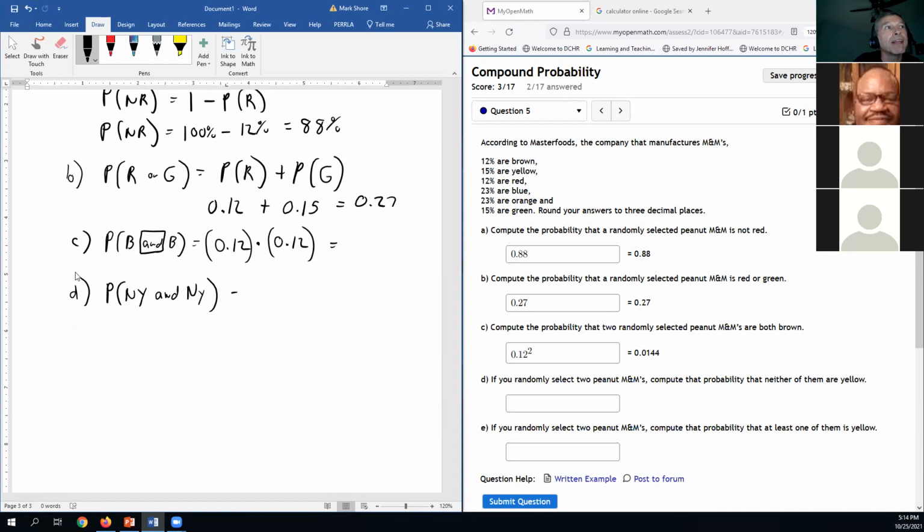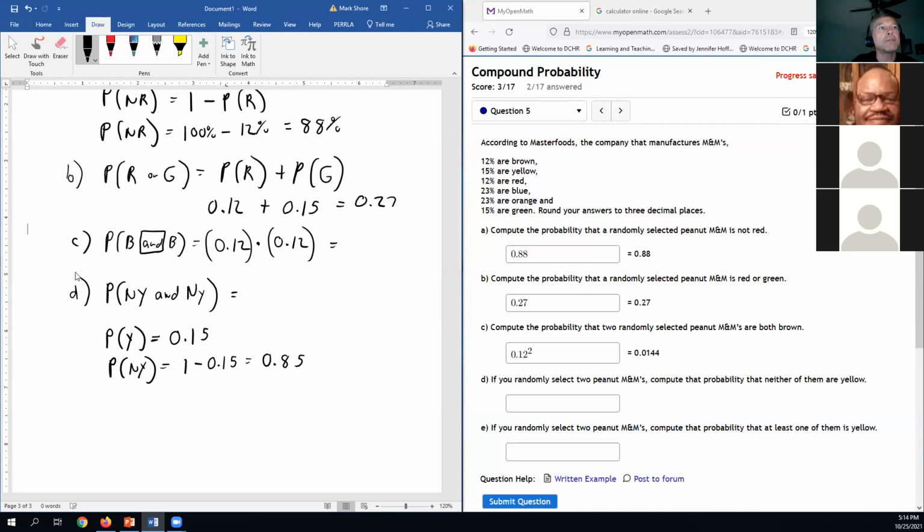So first of all, let me do on the side here, what's the probability that an M&M is yellow? Well, up there, the probability that it's yellow is given to be 15%. It's given to us at the top of the problem. So therefore, the probability that an M&M is not yellow, we just take 1 minus that. 1 minus 0.15, which is 0.85.